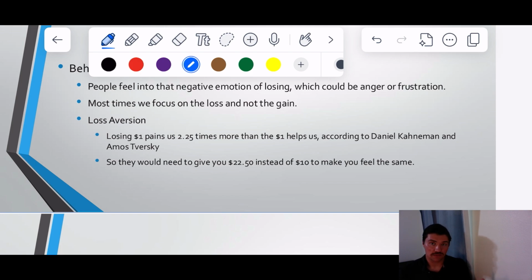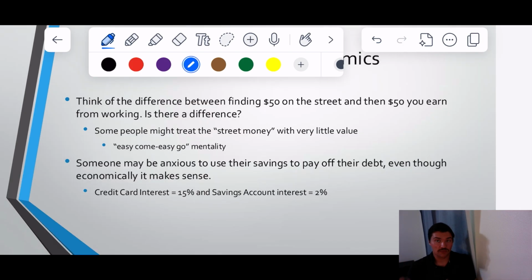And so what happens here, if I were to take away that $10 from you, because of loss aversion, it actually pains you 2.25 times more than the $1 helps you. Okay, so basically, the old way of thinking says you lost $10, you get $10, you're the same. But the behavioral way of thinking says if I took $10 away from you, I would have to give you back $22.50 for you to feel the same, right? If I gave you 10 bucks, you would still be upset. You would still have negative utility from this interaction. So that is very important information when we're analyzing an economy, okay?